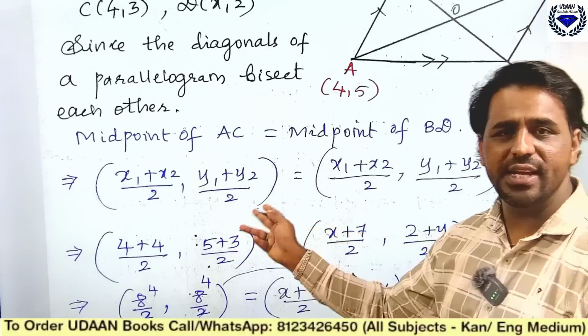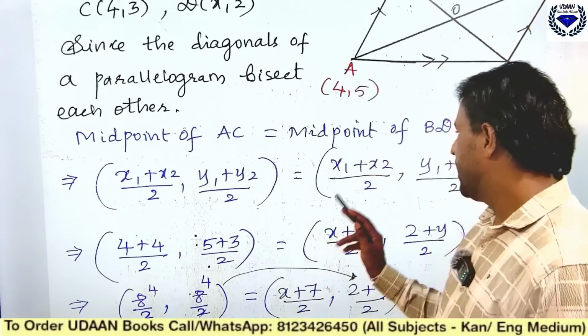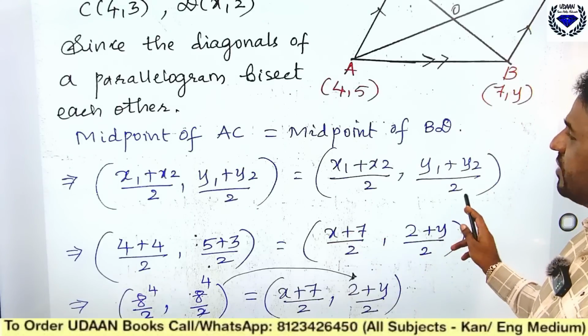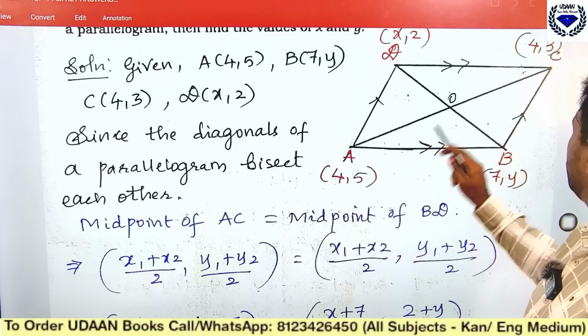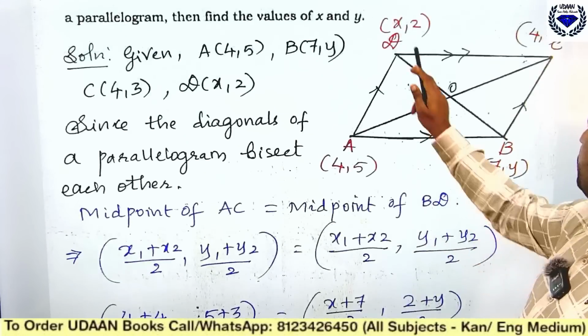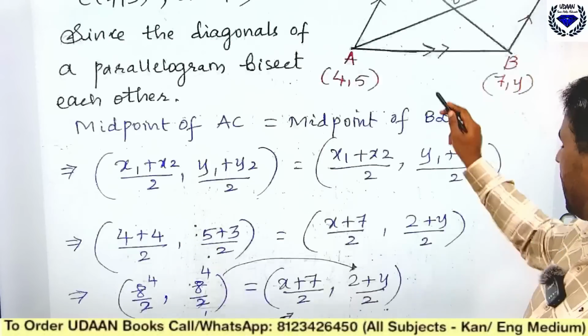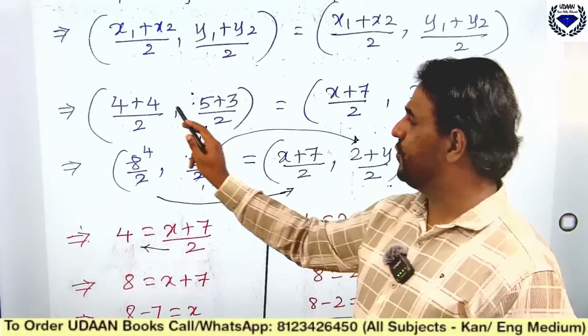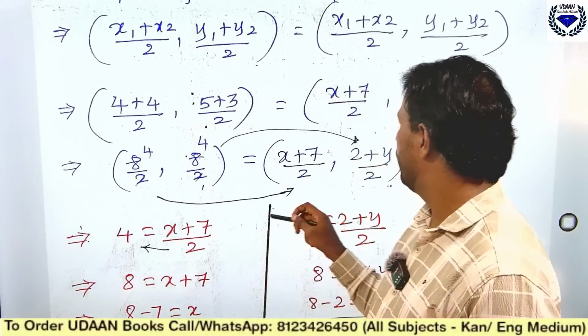Now the midpoint formula is (x1 plus x2) by 2, comma, (y1 plus y2) by 2. See AC: (4 plus 4) by 2, (5 plus 3) by 2. Similarly, BD: the first term of this and the first term of this divided by 2, (2 comma 2 plus y) by 2. Now 4 plus 4 is 8 by 2, 5 plus 3 is 8 by 2.